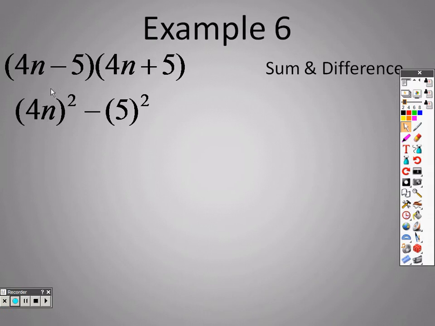4n squared, so I take that through to both. That gives me a 16n squared, and 5 squared is 25. Just like that, I'm done.